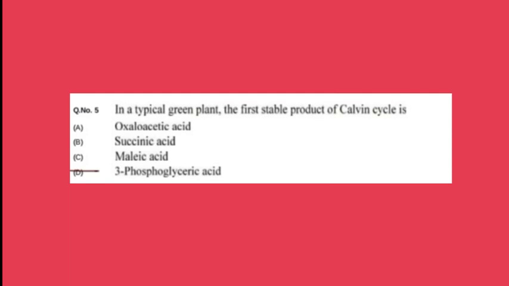Then moving to the next question. In a typical green plant, the first stable end product of the Calvin cycle is. The substrate, that is ribulose 1,5-bisphosphate, in the presence of carbon dioxide through the enzyme Rubisco gets converted into the first stable compound in the Calvin cycle, which is 3-phosphoglyceric acid, and this 3-phosphoglyceric acid is a 3-carbon containing compound and 2 moles of this compound are formed. So the answer of this question is option D, that is 3-phosphoglyceric acid. Then moving to the next question.